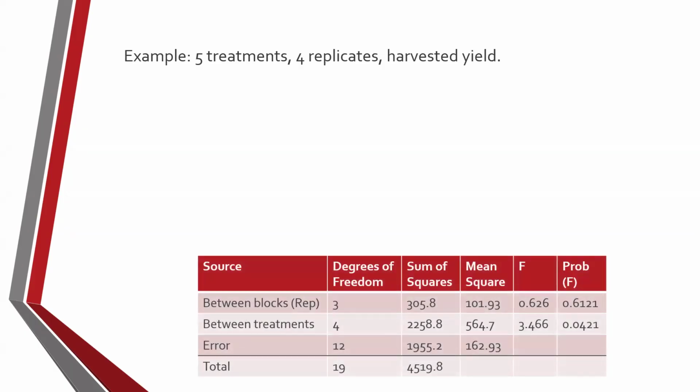We'll just say it is from some trial. We've got some harvested yield information. There's 5 treatments in this study. We ran it across 4 different replicates. We'll just kind of talk through the calculations quick of what actually happens in the AOV analysis.